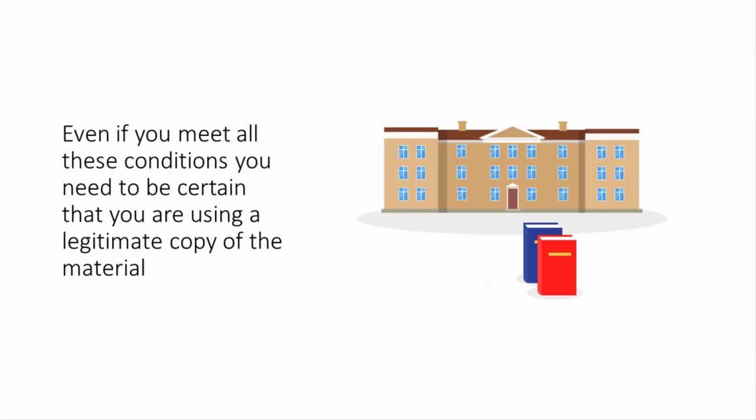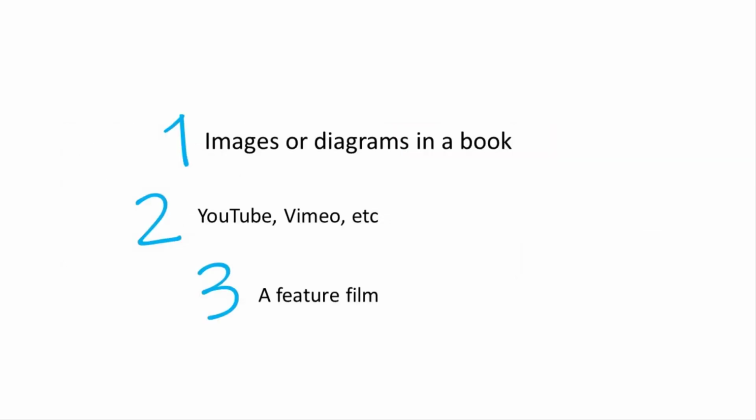Even if you meet all these conditions, you do need to be certain that you are using a legitimate copy of the material. The library can help you if you're unsure on this one. We will look at how to handle 3 common situations: using supplementary illustrations or diagrams, a clip from YouTube or a similar site, and viewing a film with your class.